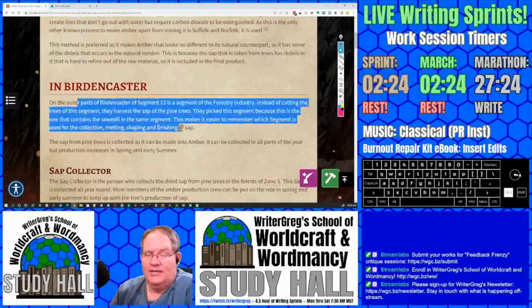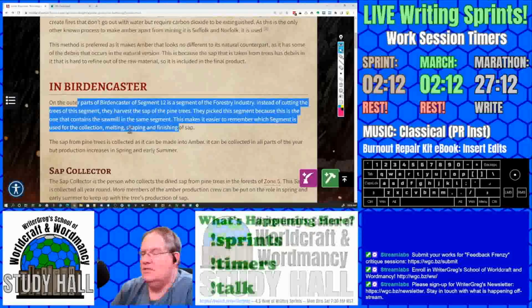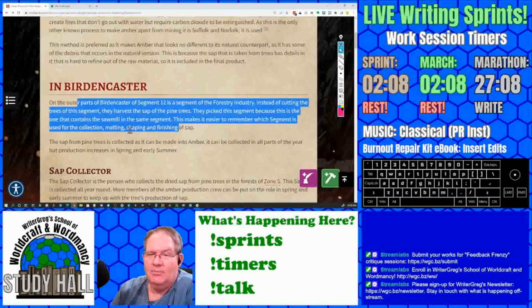Where the factory is and stuff like that may not be important and might kick people out, meaning people might stop reading the article because why is he talking about where the factory is? I want to know about how the amber is made. Okay, so that would be a recommendation to move it to the end.